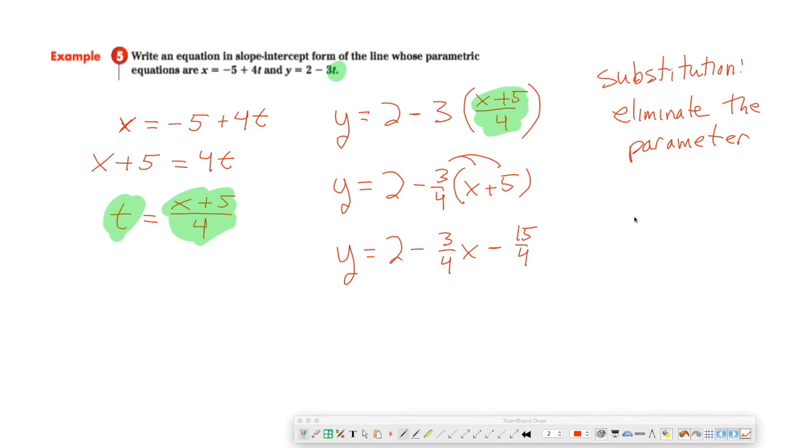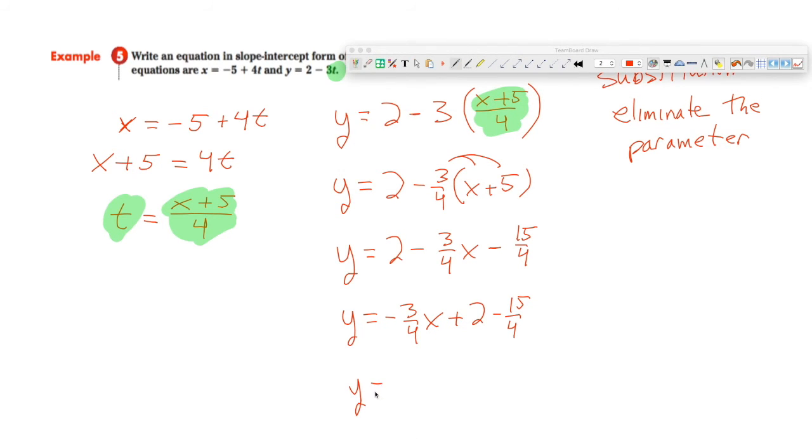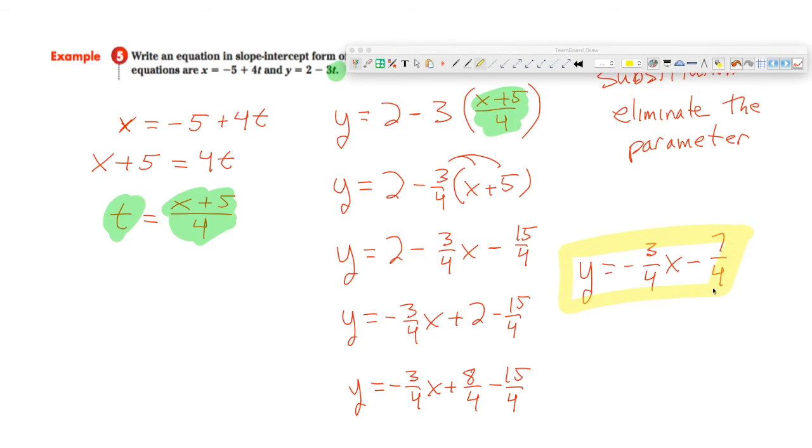Did I distribute and multiply correctly there? Okay. So y equals -3/4 x plus 2 minus 15/4. 2 can be rewritten as 8 over 4, correct? Common denominator, what's 8 minus 15? -7. So y equals -3/4 x minus 7/4. If we've done our algebra correctly, then this is where we're done.